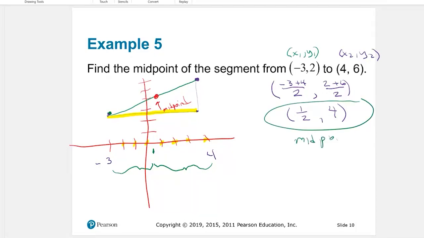And again, I'm not trying to say you should draw these triangles. I'm just trying to show you how it works. And the midpoint is, again, we take the average of the endpoints, which means I add them up and divide by 2 for both the x and the y separately.